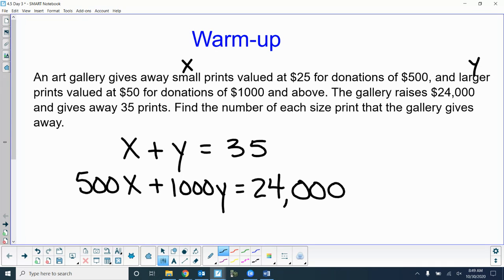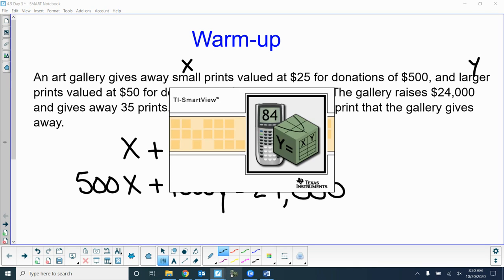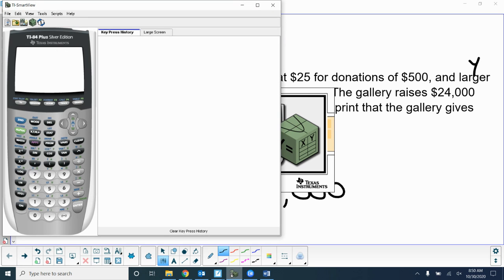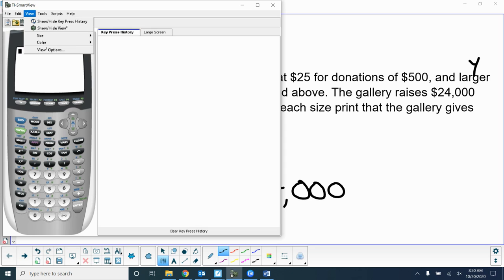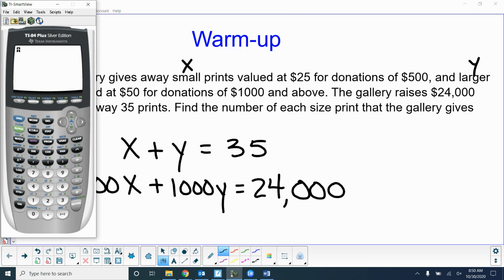Okay? So find the number of each size print. All right? So when we get our answer, the top number will be the number of small prints they sold, and the bottom number will be the number of large. Okay, so when we go into our calculator, we're going to go second matrix, edit, A. It's a 2 by 2, right?